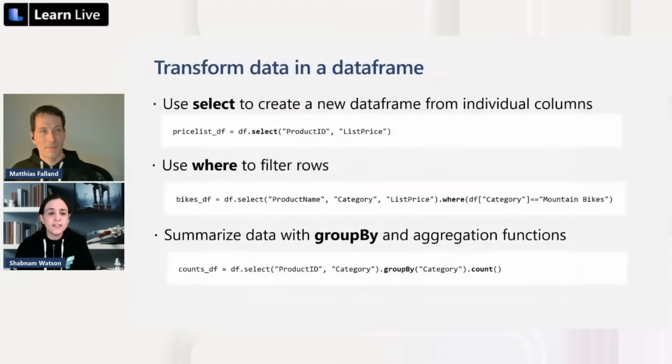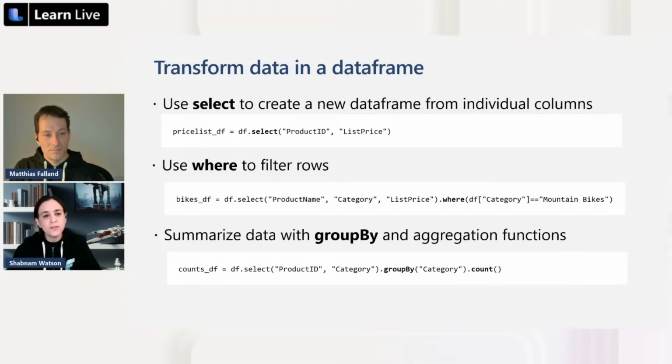Once you have the data in a data frame, you can further apply transformations to it. So for example, you can limit the number of columns. So you can say, I only want product ID and list price columns, and you will assign that to another data frame. So what you see here, the first example is creating a price list data frame from the other data frame that we just loaded.